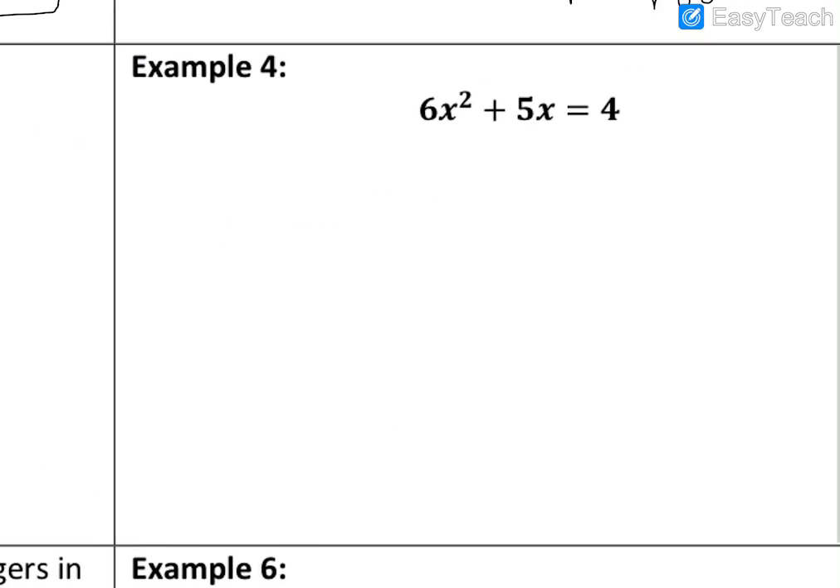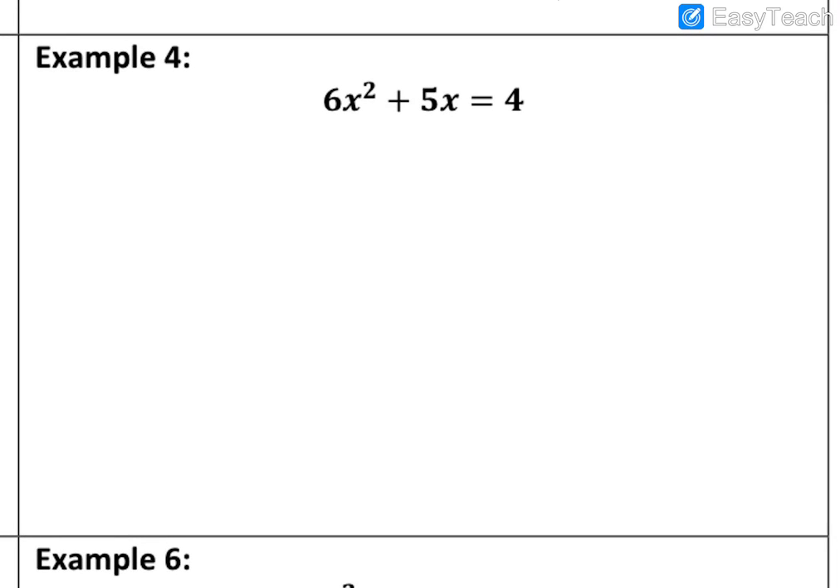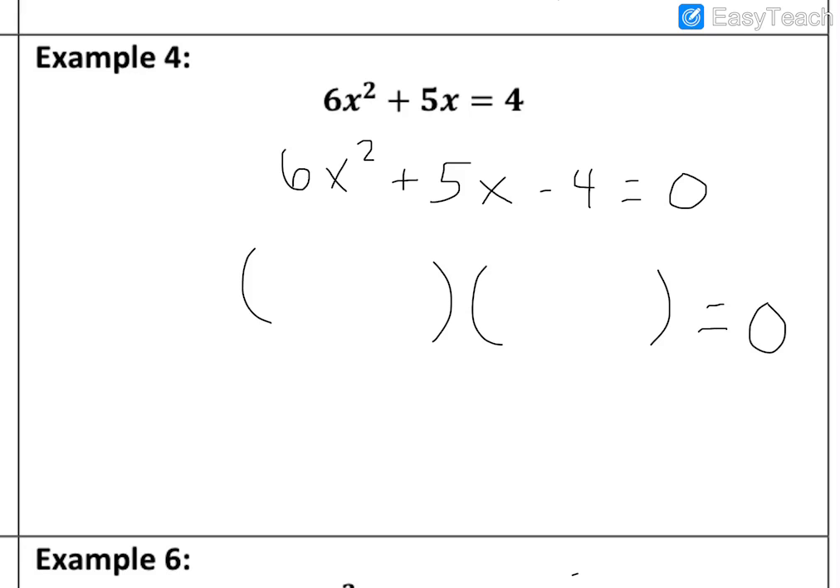Well, let's try number 4. Now this one is not set equal to 0. So the first thing you're going to have to do is change it so that it's set equal to 0. Now that we have it set equal to 0, we'll work at factoring it. So your first times your first has to get us to 6x squared. There's a couple different options here, so this one might be a little bit more difficult.